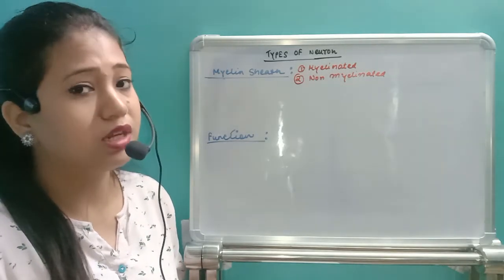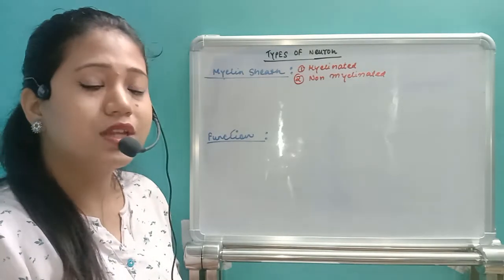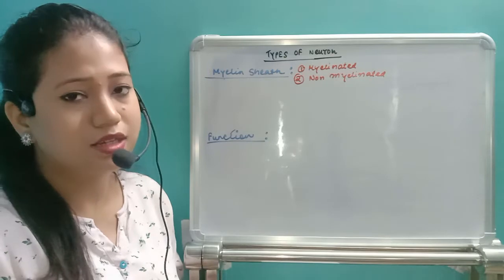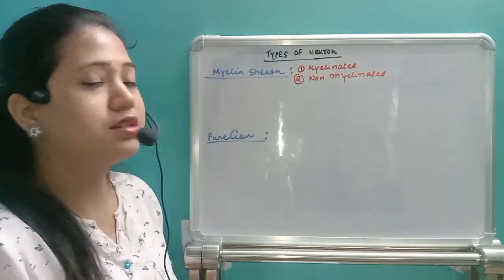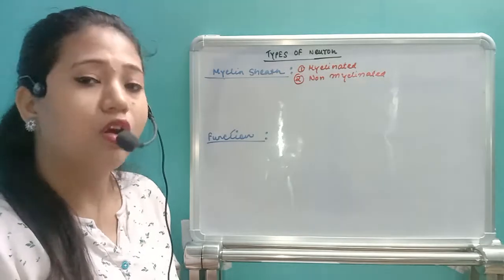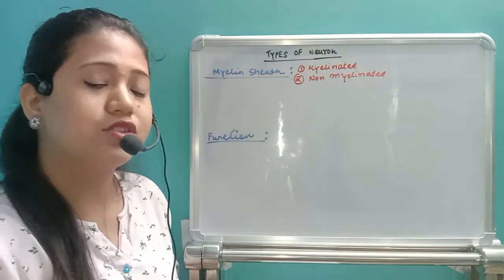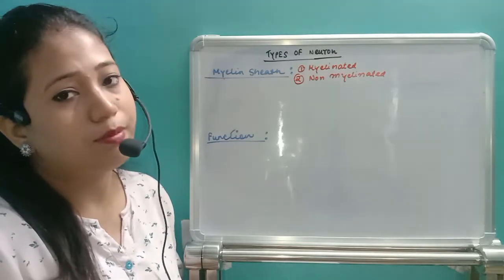But that does not mean I'm saying that Schwann cells are present or not. Schwann cells can be present in non-myelinated as well as myelinated cells. So in the myelinated nerve, the neuron which has a myelin sheath has Schwann cells which wrap around the axons and form the myelin.